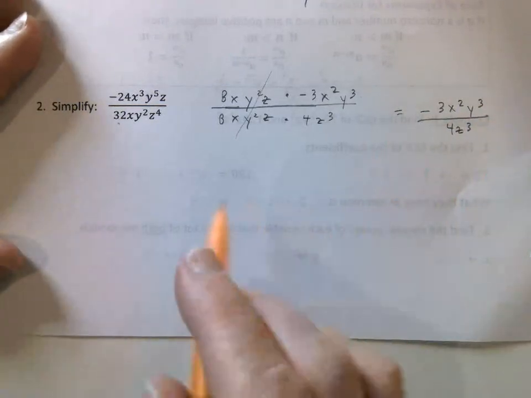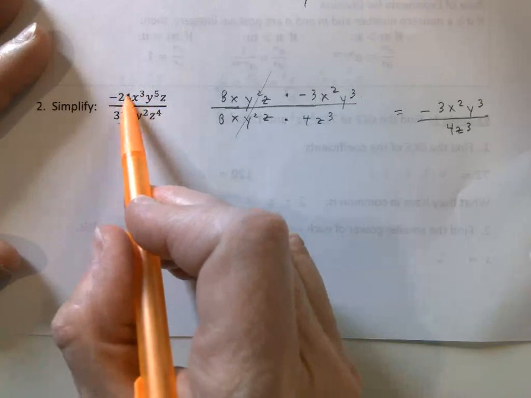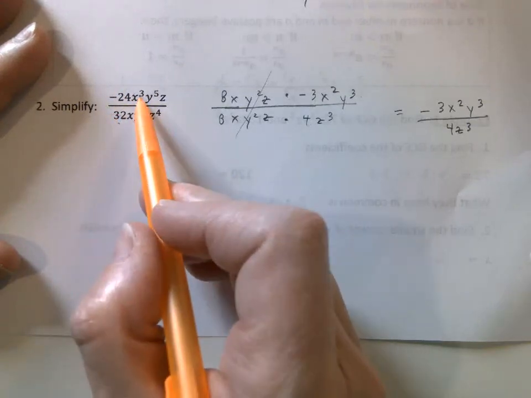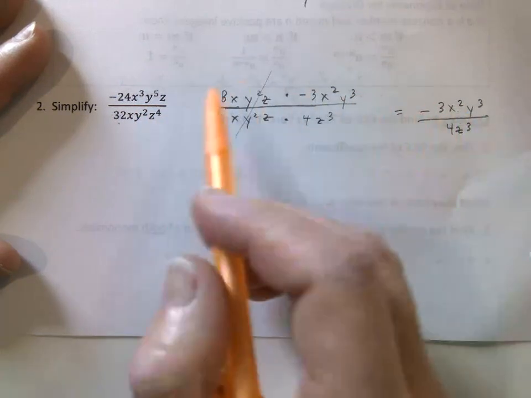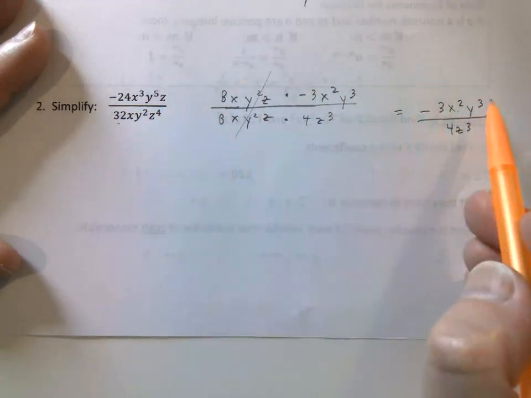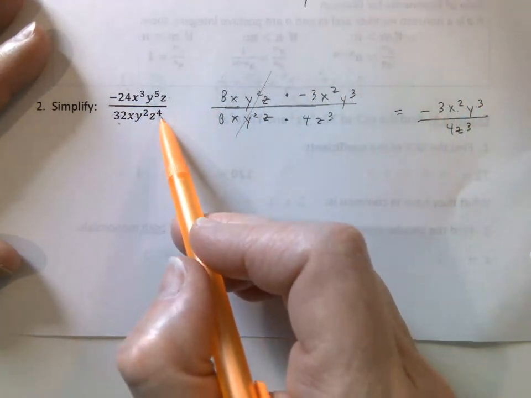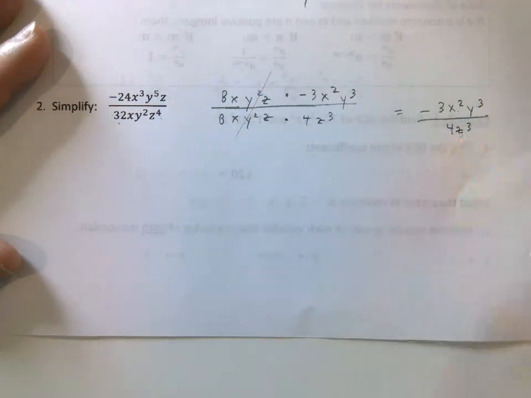Okay, so that's one way you could have done it, or you could have just said, let me simplify this. 3 minus 1 is 2, 5 minus 2 is 3, and 1 minus 4 is -3, so that one goes on the bottom.